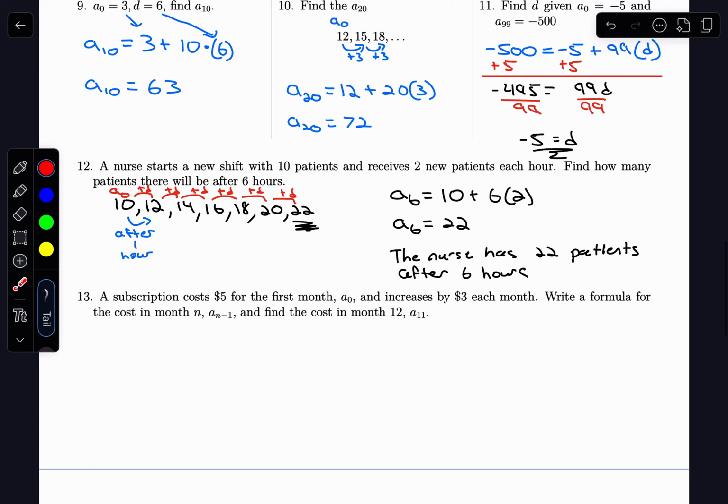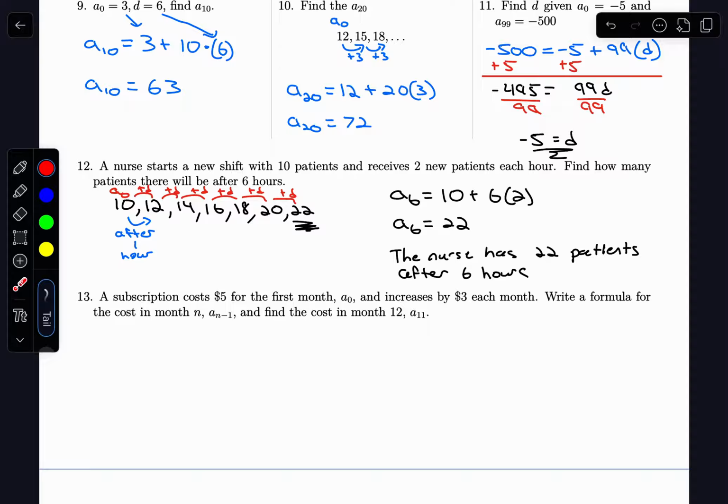Last one here. A subscription costs $5 for the first month, A naught, and increases by $3 each month. Write a formula for the cost in month n, which would be term A sub n minus 1, and find the cost in month 12, which is actually A sub 11.